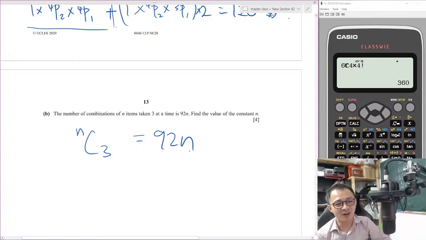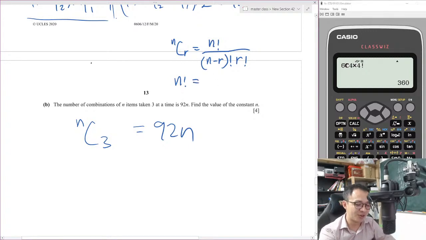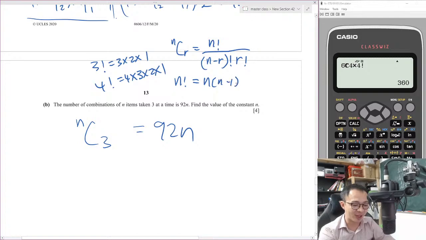So for this one, you need to know a few things. First thing is you must know the formula for nCr, which is n factorial over n minus r factorial, r factorial. Second thing, you need to know how to expand the n factorial. Like 3 factorial is 3 times 2 times 1, right? 4 factorial is 4 times 3 times 2 times 1, right? So therefore n factorial is n times n minus 1 times n minus 2, and keep on going. When you want to stop it, you add a factorial to stop it.